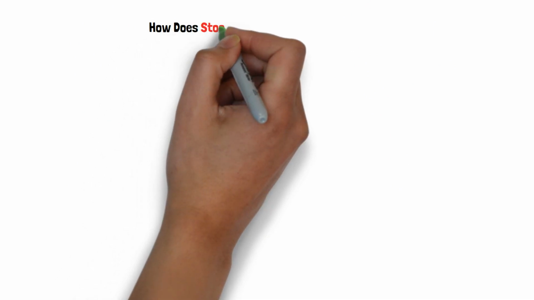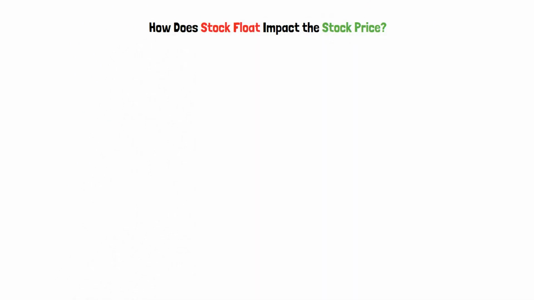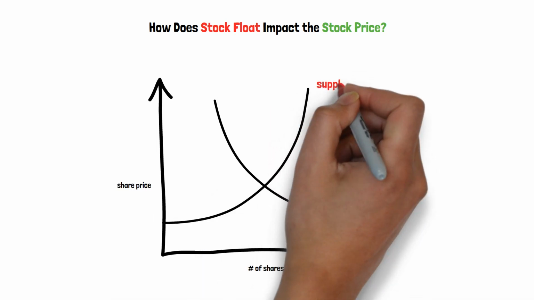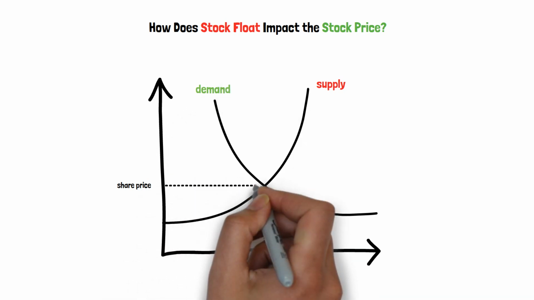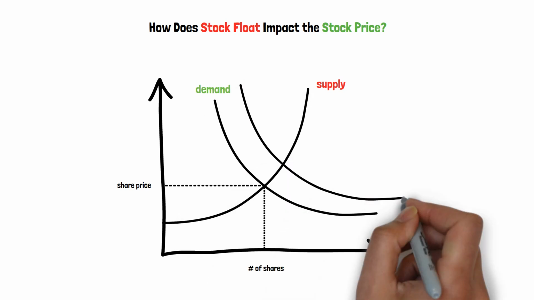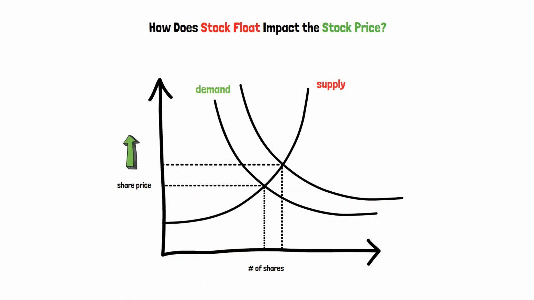So how does stock float impact the stock price? The stock float can have a dramatic impact on the prices of stocks. At its core, it's supply and demand that dictates the prices of stocks. To that end, if more investors and institutions purchase shares of a company, it takes less and less demand for the price to go higher.